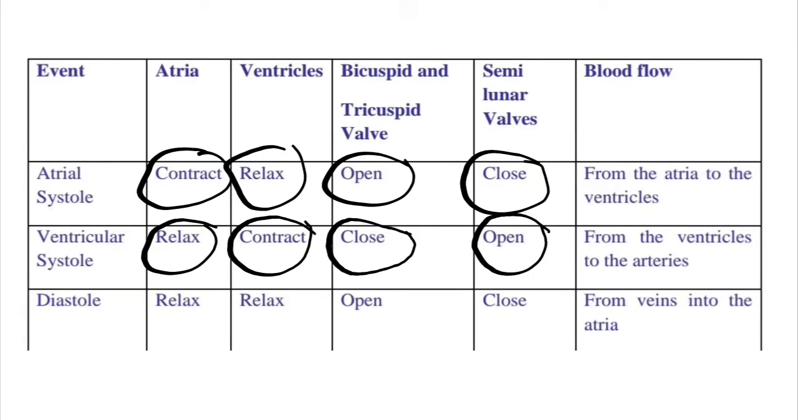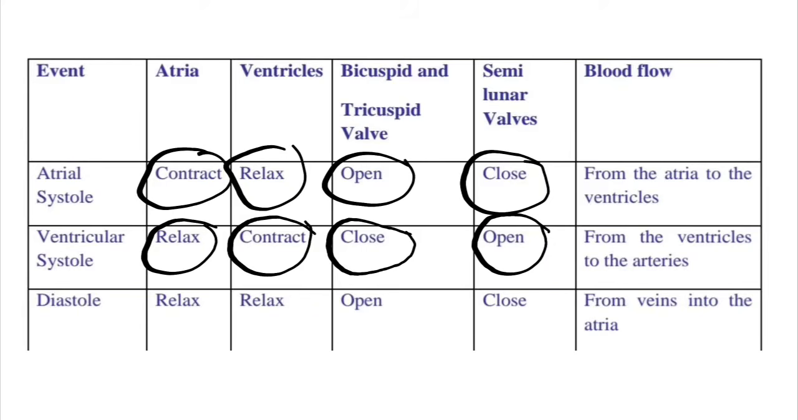You remember the two arteries? Pulmonary artery and the aorta. So that's what happens during the ventricular systole. During the ventricular systole, it is the walls of the ventricles that are contracting, and as the walls of the ventricles are contracting, the walls of the atria are relaxing. So I think you should take it like that.